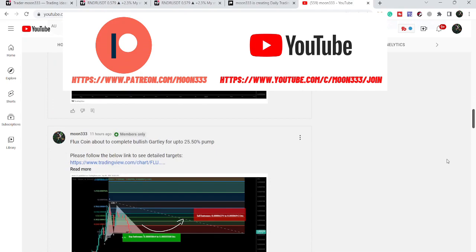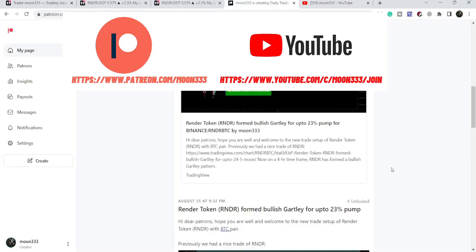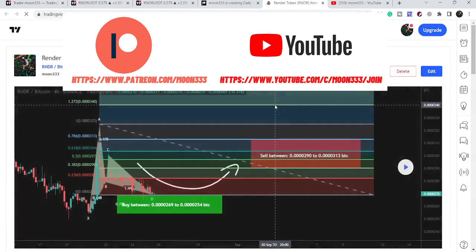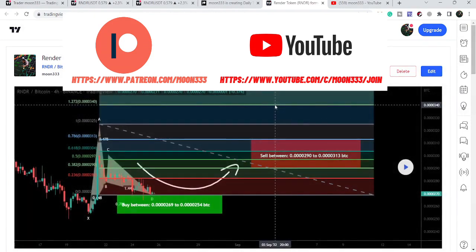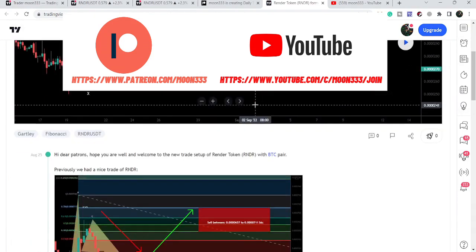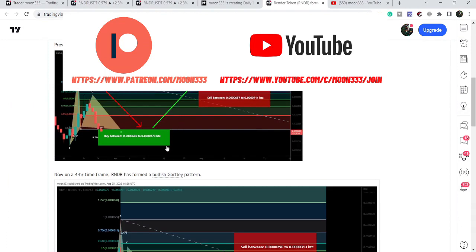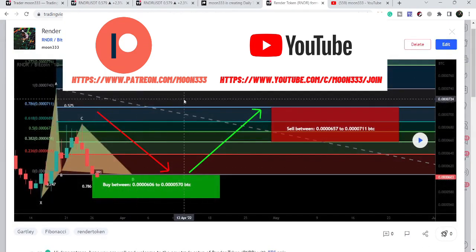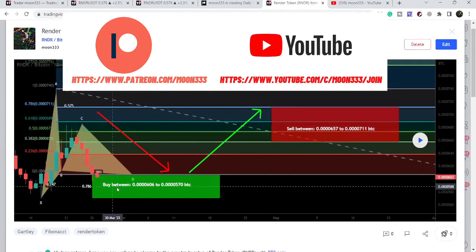So let's start the analysis. And first of all, let me share my recent trade setup of Render that I shared with my members on 25th of August, and that was a harmonic bullish reversal guardian move that Render completed on the 4-hour time frame chart. And by the way, before this, Render also completed another guardian move in the month of March 2022, and I also shared that move with my members as well.